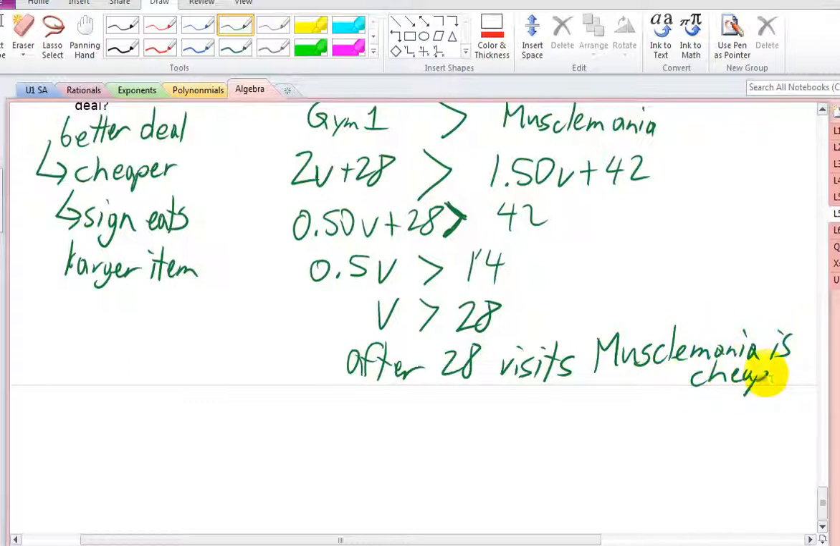Okay, not at 28 visits, because it says right here, V has to be greater than 28. So we can say at 29 or more visits, Muscle Mania is cheaper. But you cannot imply that 28 is the answer, because it's not correct. You got to go one more time, and it's cheaper. Okay? Or 2 or 3 or 4 more times. Any questions? All right.